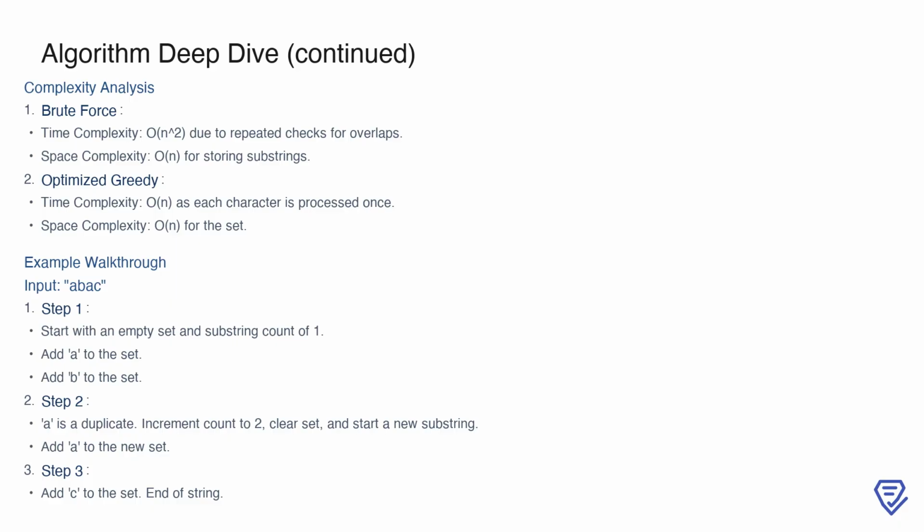Let's look at an example to understand the optimized solution in action. Consider the input string ABAC. We start with an empty set and a substring count of 1.